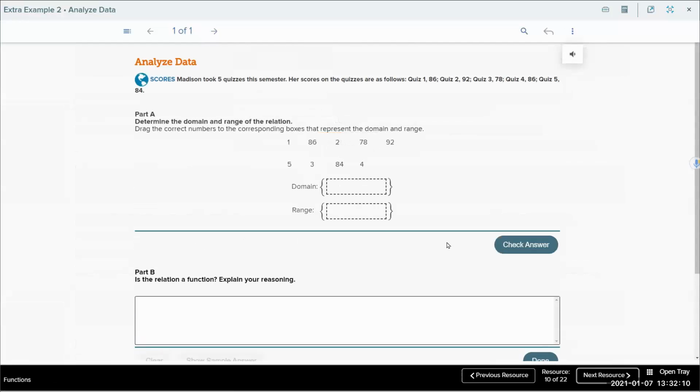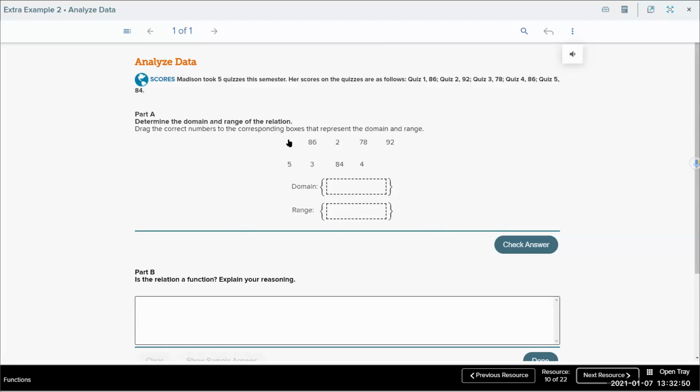Another kind of real world example, we've got Madison, who took 5 quizzes this semester. Her scores on the quizzes are as follows. Quiz 1, she got an 86. Quiz 2, a 92. Quiz 3, a 78, and so on. First, it says determine the domain and range. Domain is my input. What did I start with, a score of 86 or quiz 1? I started with a blank quiz 1, so that's my input. Madison took the quiz, and the output of her quiz was a score of 86. So the domain is going to be the name of each quiz, quiz 1, 2, 3, 4, and 5.